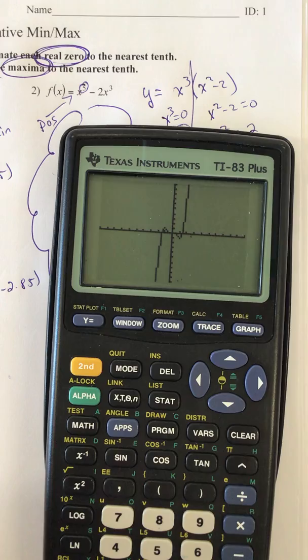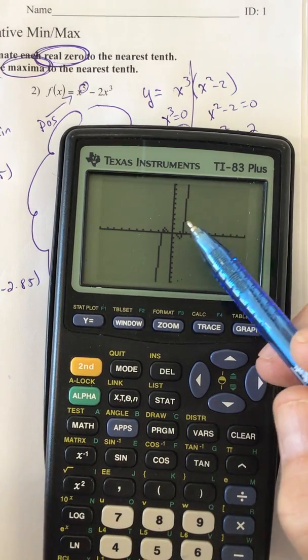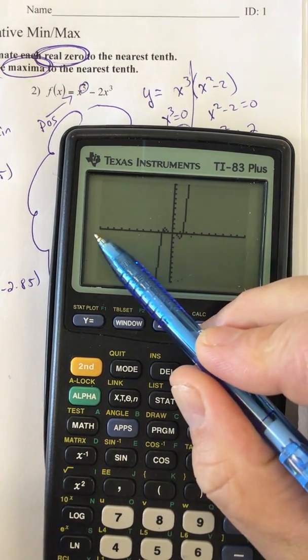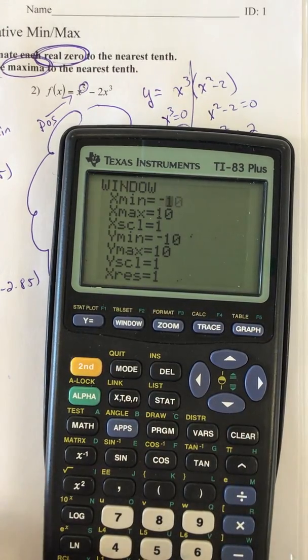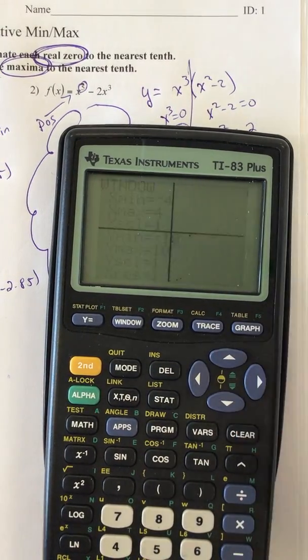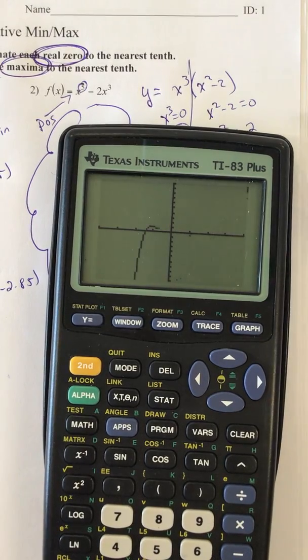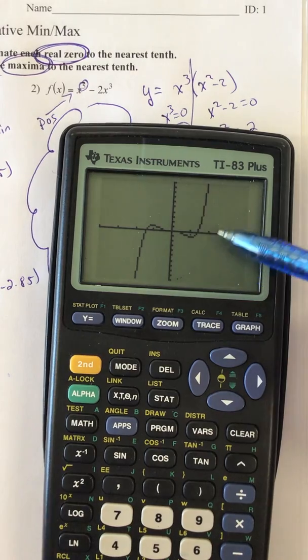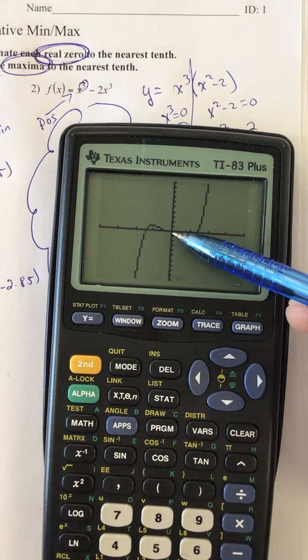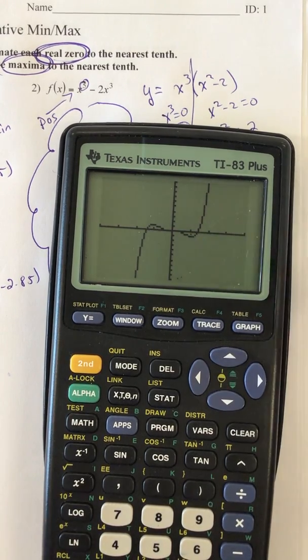Okay, it looks exactly how I drew it. So again, we don't need to go all the way to x = 10 and x = -10. I'm going to make it go from -4 to 4. That'll help us see some of that, because all the interesting stuff was happening right in here. There's the max, there's the min, there's the 0, there's the 0, and there's the 0.